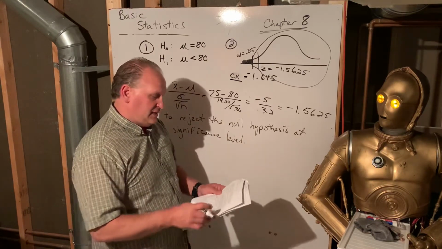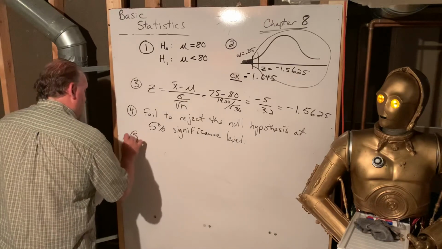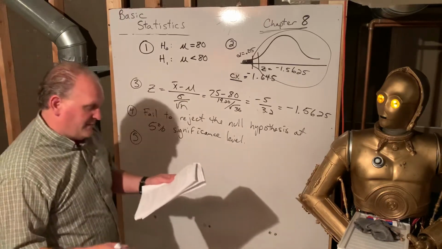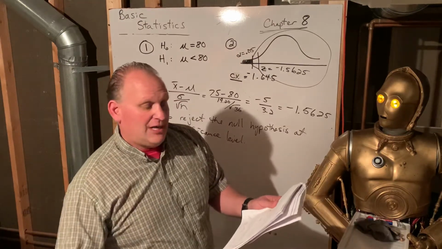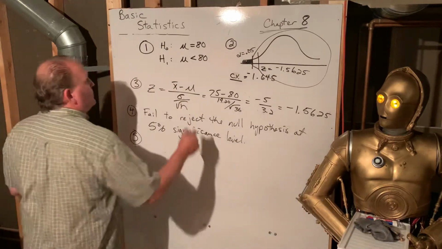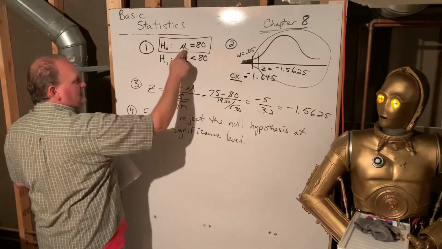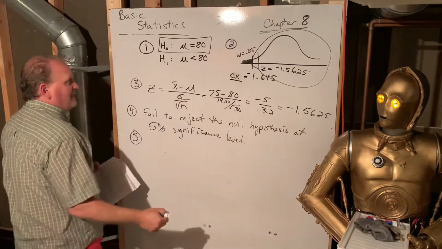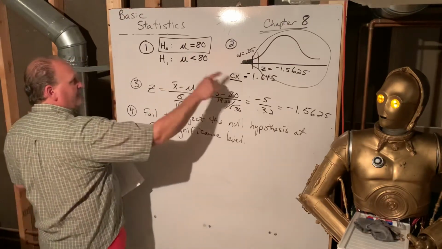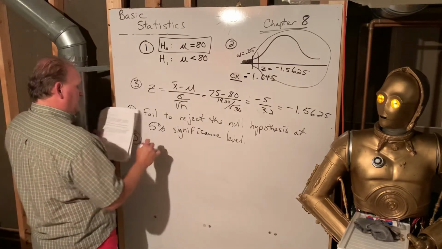So that means number 5, you put it in the context of the problem. There's not enough evidence to support the claim that the average cost is below $80. We're going with this. That the mean is $80, which is what we thought to begin with, the null hypothesis. So there wasn't enough evidence to conclude this. All right?